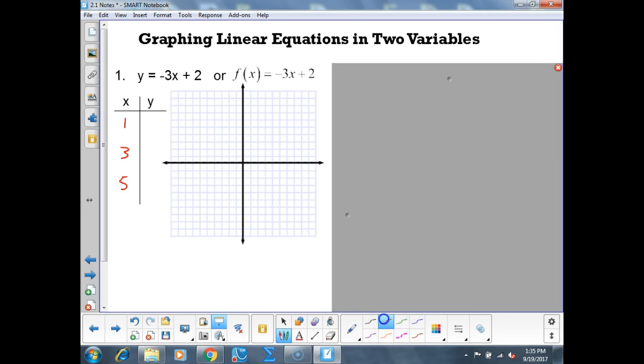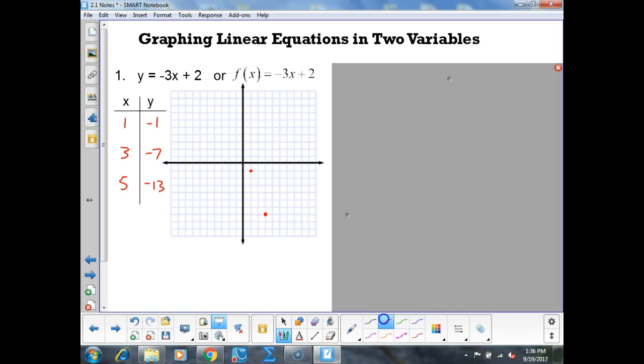So if I put 1 in for X, that gives me negative 3 plus 2 is negative 1. So I go through the point 1, comma, negative 1. If I put in 3, that gives me negative 9. Negative 9 plus 2 is negative 7. And 5 would be negative 13, which is off my chart, which is fine.